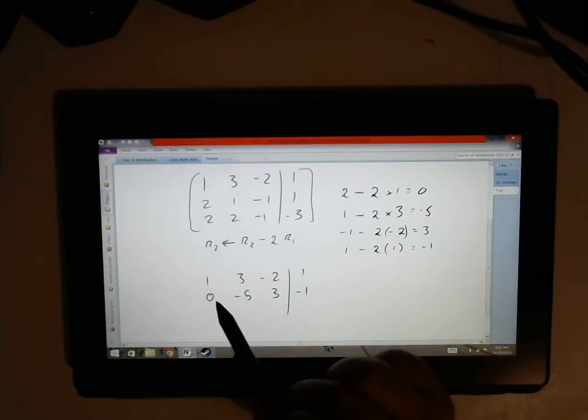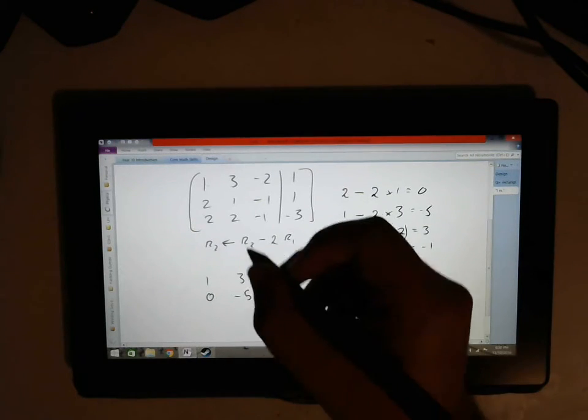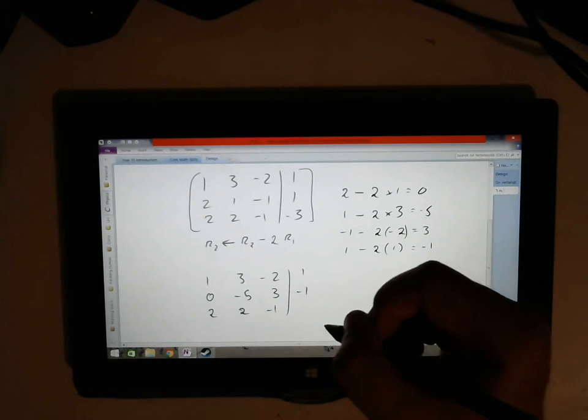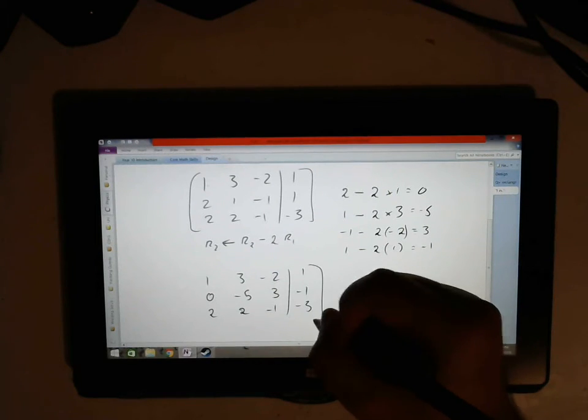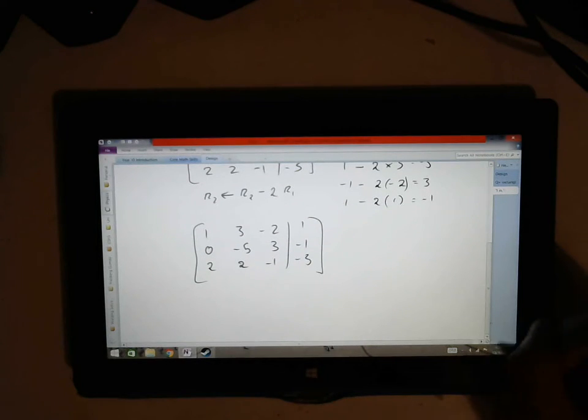Now I recommend sort of either doing it row by row, or you can do a couple of rows at once. It does depend on how comfortable you feel with it. So I'm going to just copy down the third row here, 2, 2, -1, -3. And our first step is done. Okay, we could have done a second operation as well, but let's keep it simple.